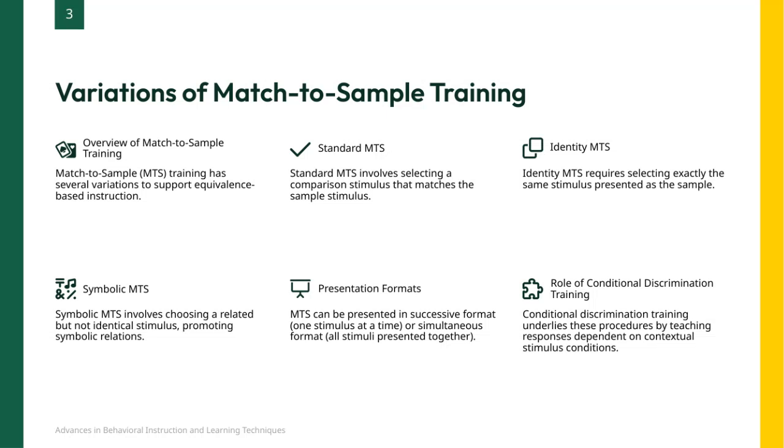Match to sample training comes in several variations designed to support equivalence-based instruction. The standard version involves selecting a comparison stimulus that matches the sample stimulus presented. In identity match to sample, you're choosing exactly the same stimulus that was shown as a sample, focusing on exact matches. Symbolic match to sample, on the other hand, requires selecting a related stimulus that isn't identical but has a meaningful association, which helps develop symbolic relationships. Additionally, these tasks can be presented in different ways, either successively, where stimuli are shown one at a time, or simultaneously, where all options appear together.